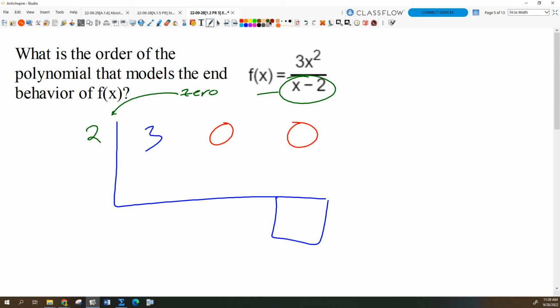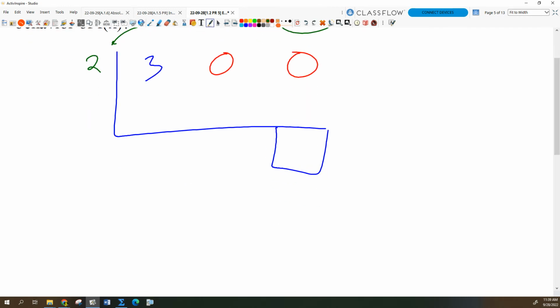Which would be 2, right? And then we just do our synthetic process. Then we just pop the 3 down below the bracket. And as soon as a number appears below the bracket, we always have the same little algorithm.